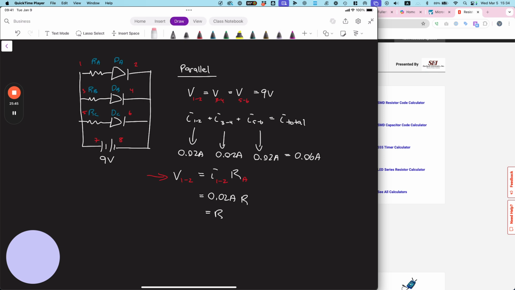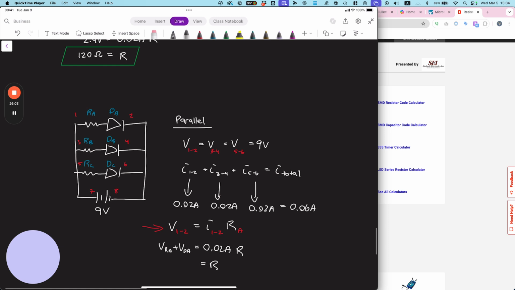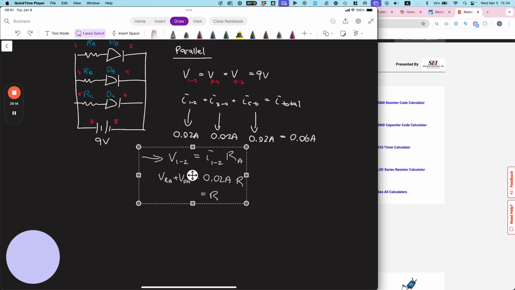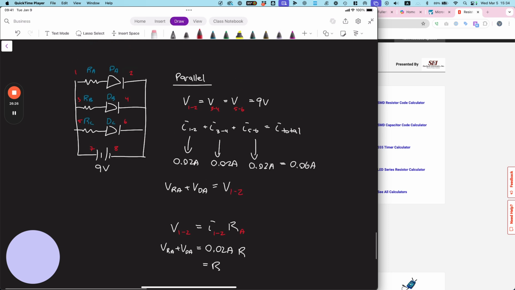That's right. Okay. So the voltage is actually going to be the voltage of resistor A plus the voltage of diode A. Does that make sense? Because this whole thing is in series. So the voltage of resistor A plus diode A. Okay, let me do this one over again. Sorry, I'm making things a little confusing here. Okay, voltage of resistor A plus voltage of diode A equals voltage of 1 to 2, right? Do you see that?